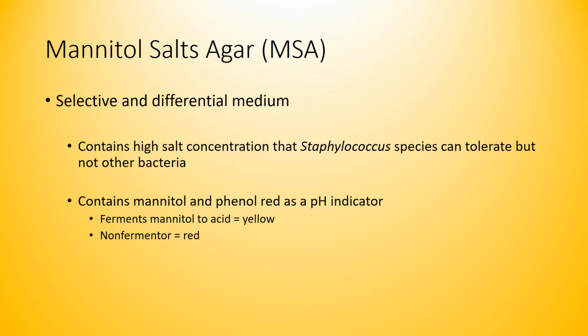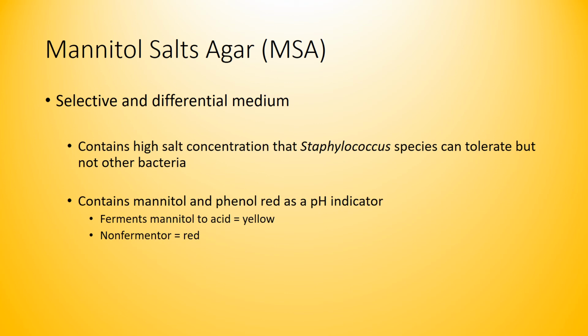It is differential in that Staphylococcus aureus is a species that can ferment the mannitol into acid. Other species such as Staphylococcus epidermidis cannot ferment the mannitol. So there's a pH indicator that is added to the mannitol salts agar. It's phenol red. It does give the plate a reddish color. As it's made, it's at neutral.